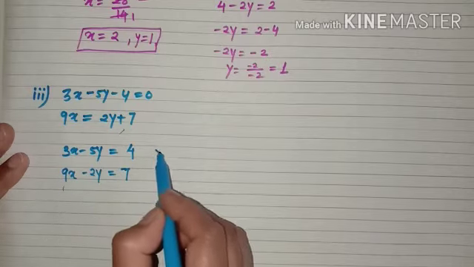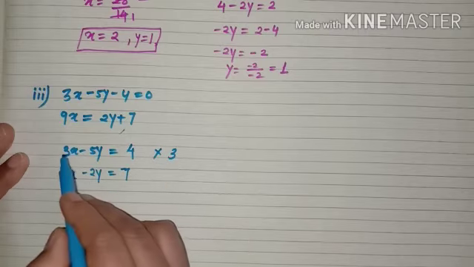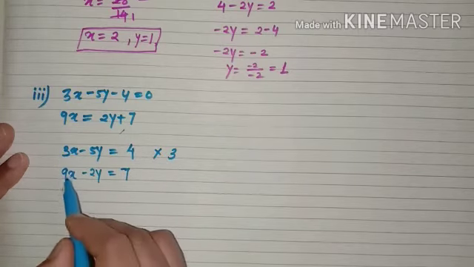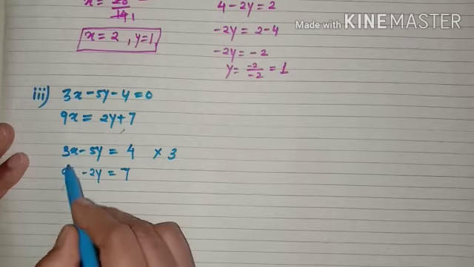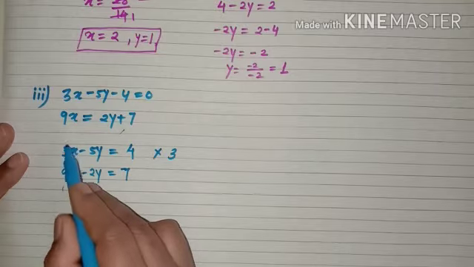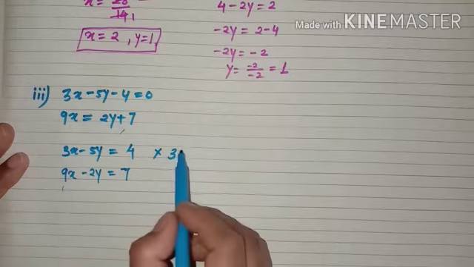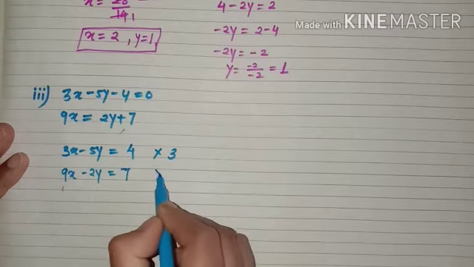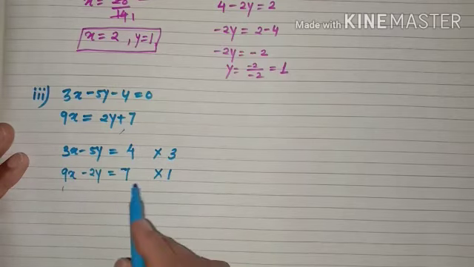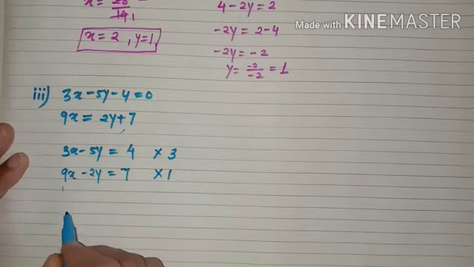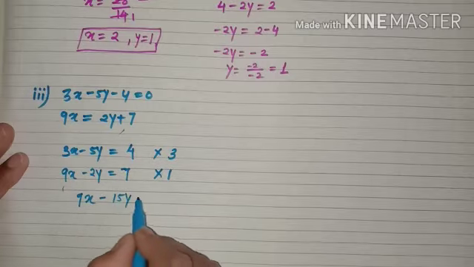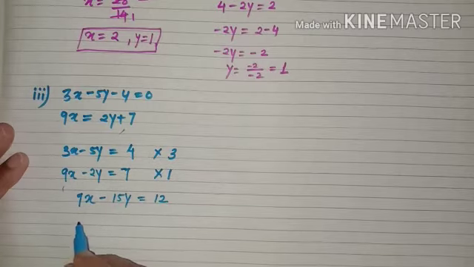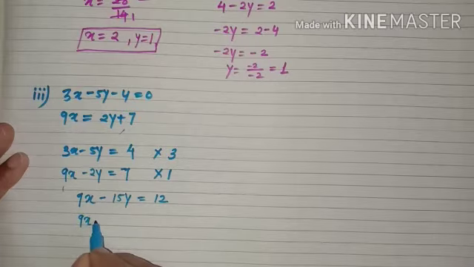So if we multiply the first equation by 3, then this 3 will convert, 3 3s are 9. No need to multiply the cross coefficient. First equation by 3, second equation by 1. You can multiply by 3, and no need to change the second equation. So we will multiply this equation by 1, and we will get 3 3s are 9x minus 15y equal 12. You are multiplying here by 1, so the equation will not change.